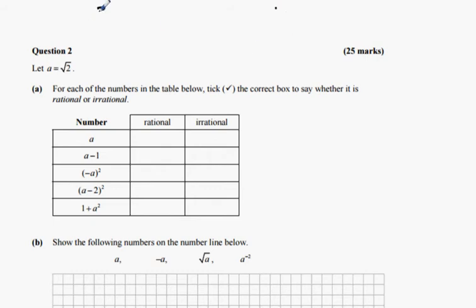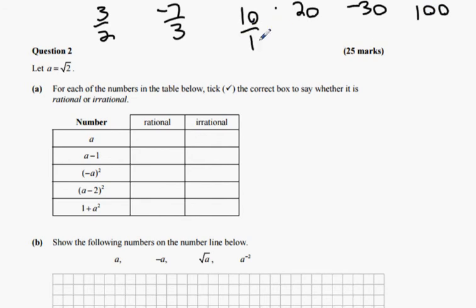A rational number is a number like 3 over 2 or minus 7 over 3. They're numbers that can be expressed as fractions, okay? These are rational numbers. Whole numbers like 10, 20, minus 30 and 100 are also considered rational numbers because they can be put over the number 1. These numbers in question are rational numbers.